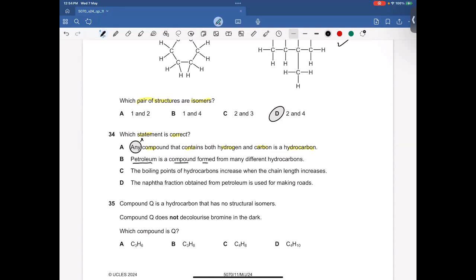पेट्रोलियम इज अ कंपाउंड फॉर्म फ्रॉम मेनी डिफरेंट हाइड्रोकार्बन्स। ओ भाई, पेट्रोल, नो नो, पेट्रोलियम is not a compound. Crude oil is a compound formed from many different hydrocarbons. पेट्रोलियम तो क्रूड ऑयल की एक प्रोडक्ट है ना। The boiling point of hydrocarbon increases when the chain length increases. ये तो स्टेटमेंट मैंने लिखवा है, as the number of carbon atom increases, strength of van der Waals forces increases and so boiling point increases. So this statement is right.